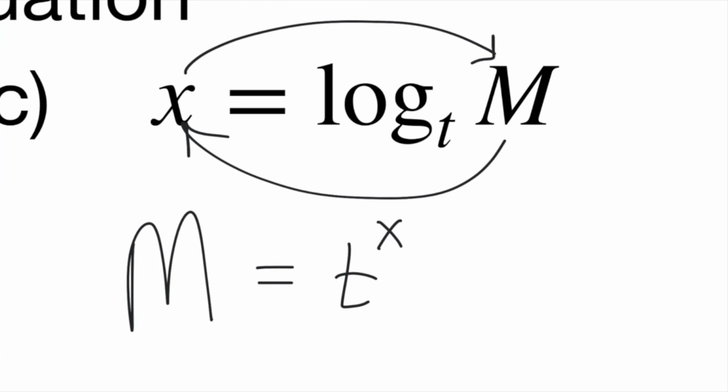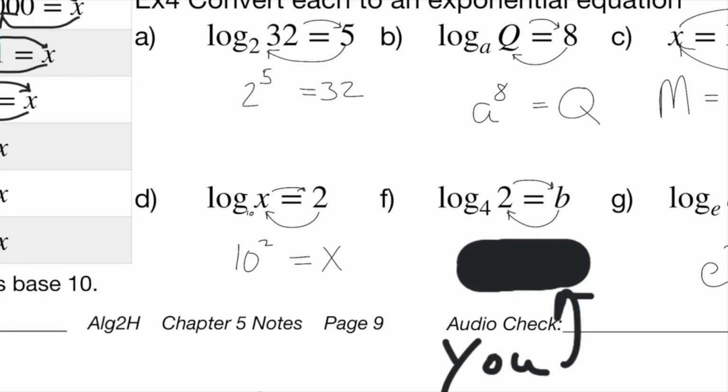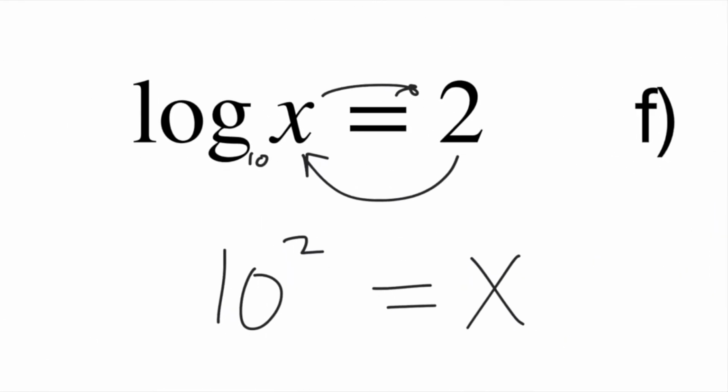X equals log base t of m. So switching things around, this is the power, this is the exponent, and then t is the base. So it's t to the x is equal to m. Log, there's an unwritten 10 right here, so you can say it's base 10, exponent is 2, 10 squared is equal to x.